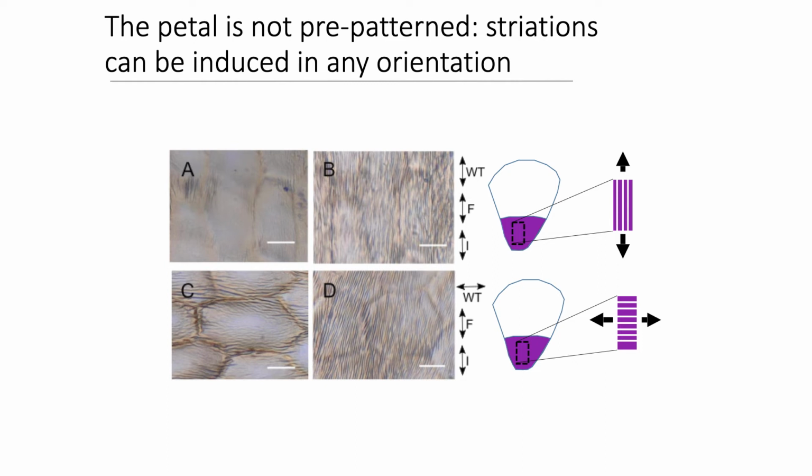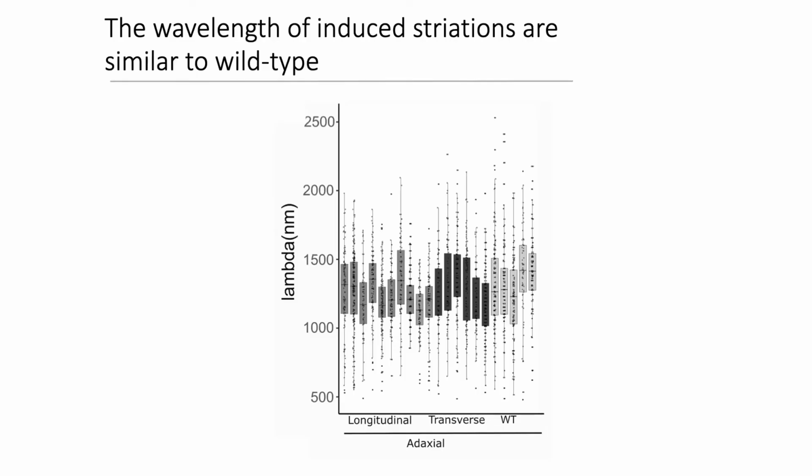And so this is cool, because this means it's not pre-patterned. So it can do it in any direction. And all that matters is the direction of that stress. That tells it which direction to make the striations. And it makes these beautiful, lined up, nice things. And so we measured how big they were, because people care about these kind of things. And it was exactly the same as the ones that happened naturally. So it wasn't just that we did something very strange and something happened, but they really were the same as the ones that you see forming naturally, which is quite exciting.